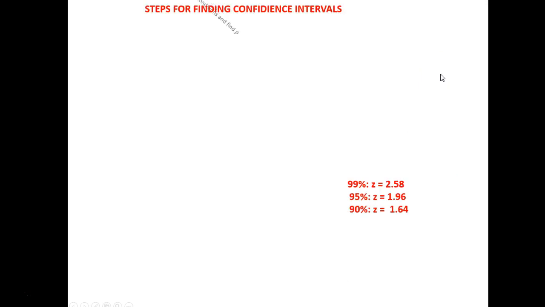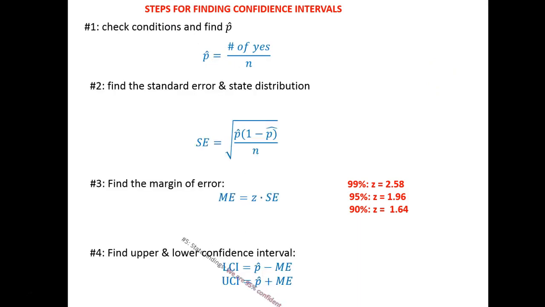Now the steps, I'm going to just put them out really quickly for you right here. Again, you can pause it and write them all down. I'm also going to go through them slowly in an example. So feel free again to pause it and write these 5 steps down for finding a confidence interval.